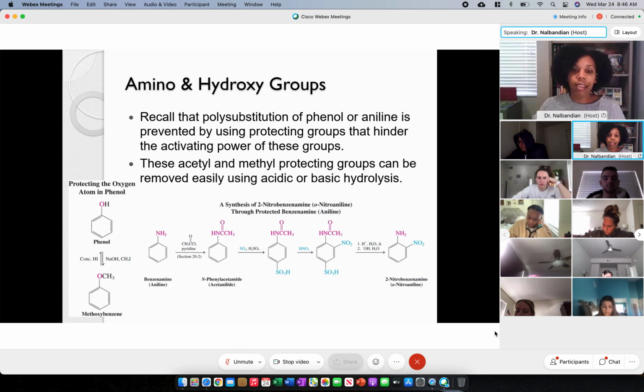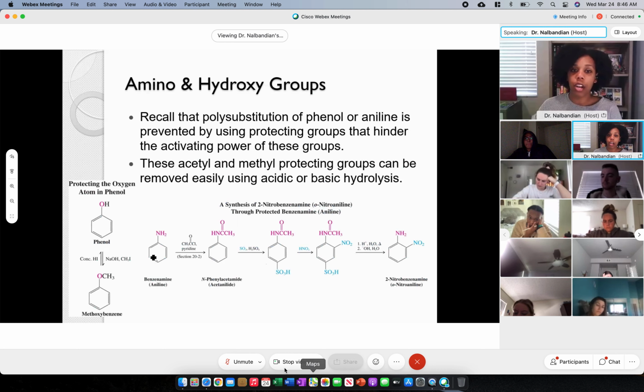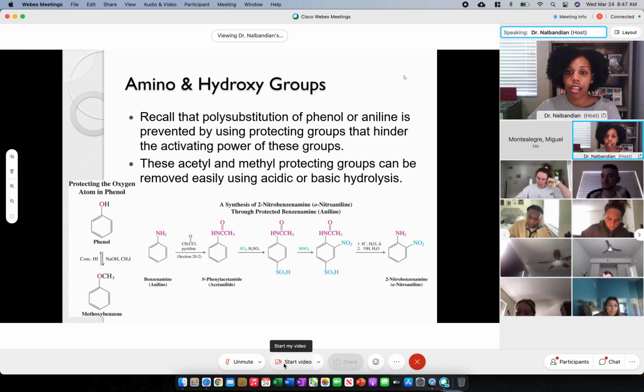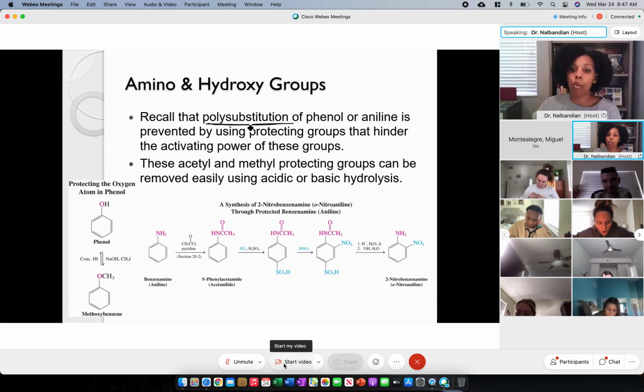All right, our last thing that we need to think about is how we use our phenol and our aniline. So remember, phenol and aniline are very, very reactive. And so remember, for both of those, we would have polysubstitutions. All open ortho and para positions will react, and you'll get a polysubstituted product. And so instead, we can use protecting groups. We're moderating the activating power of these groups by changing them into other things.